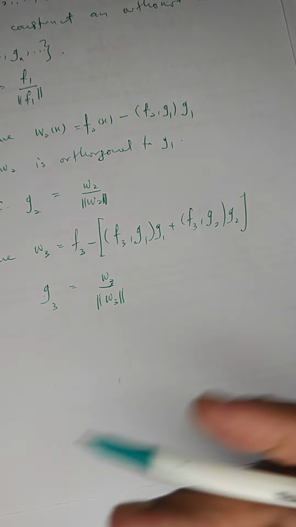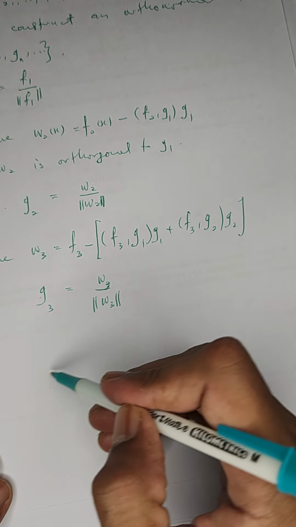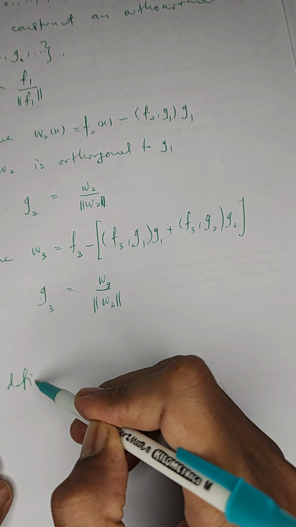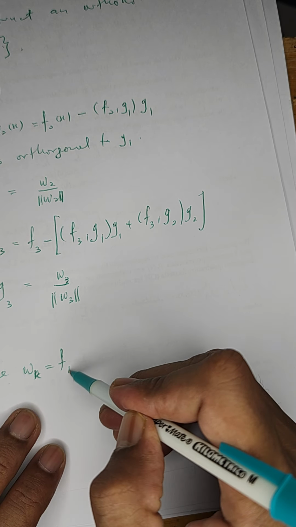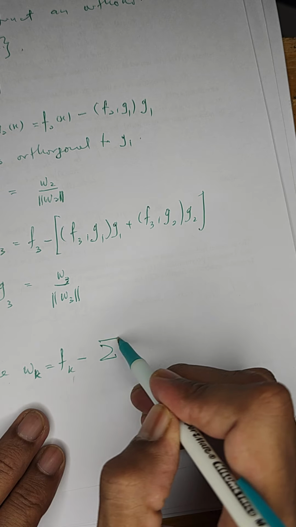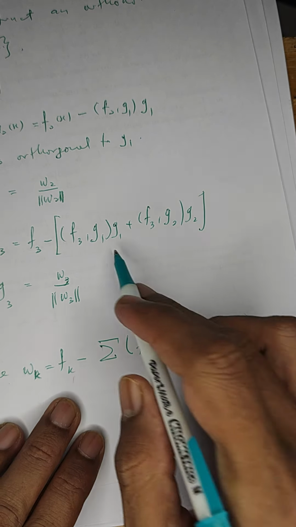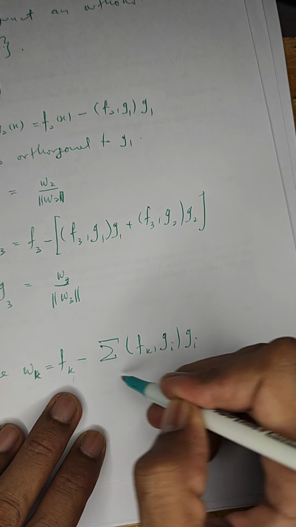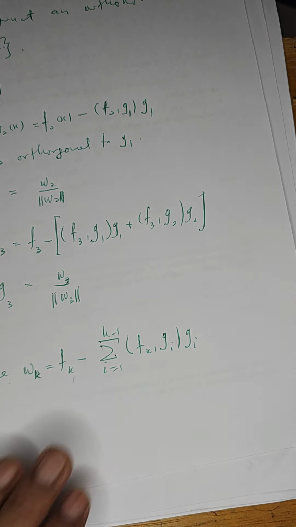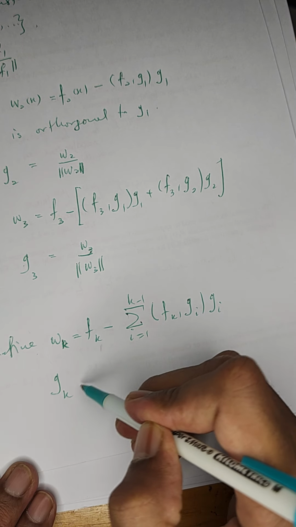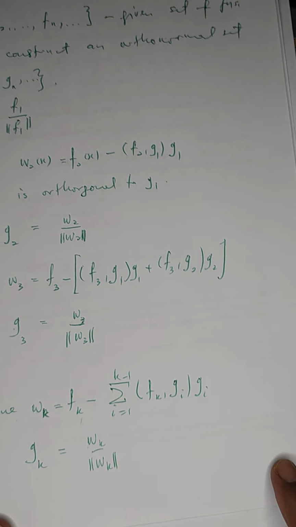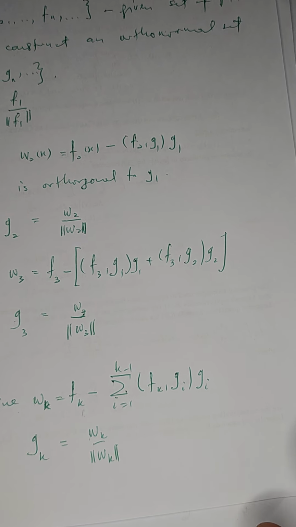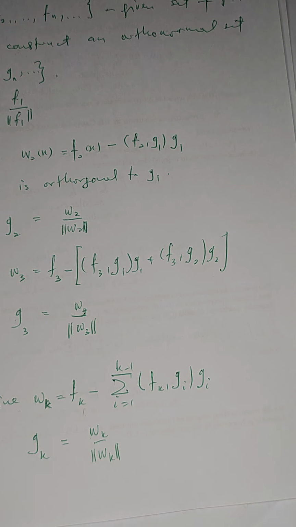The process continues. If we want to find up to Gk, we define Wk as fk minus the summation of the inner product of fk and Gi times Gi, where i goes from 1 to k minus 1. Then we have Gk as Wk over the norm of Wk. This is the process we call the Gram-Schmidt process to construct the orthonormal set.